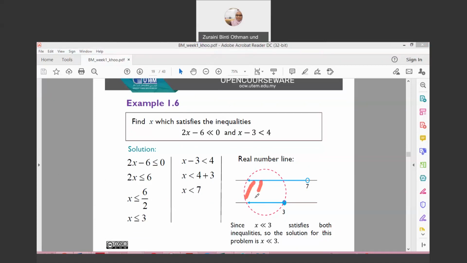Selang yang kita dapat ni tu yang ni. Maksudnya dia bersilang. Yang ni tak, sebab dua-dua ni tak lalu dekat sini. So yang ni tak ada. Okay, so sekarang dia satisfy that x is less or equal to 3. Okay, so this satisfy these two equation.